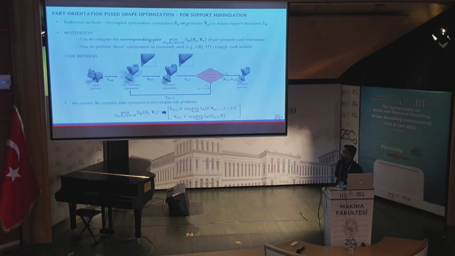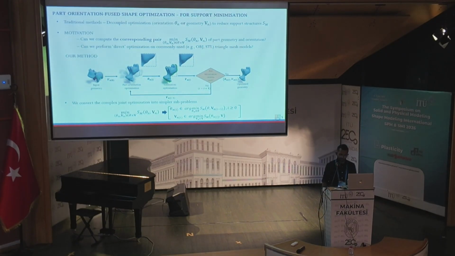For this, we propose an alternating optimization method, which changes the part orientation first, and then computes the geometric updates for that particular orientation, and then repeats the process until we meet the termination criteria. The idea behind this alternating optimization is quite simple: we convert the joint optimization into a set of simpler subproblems.